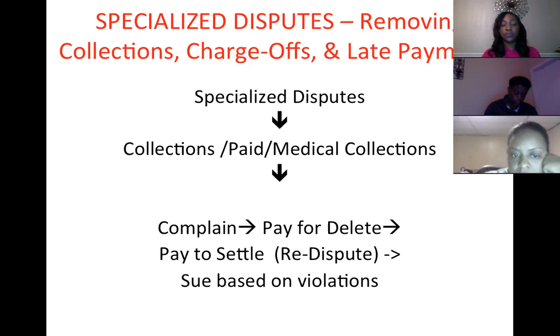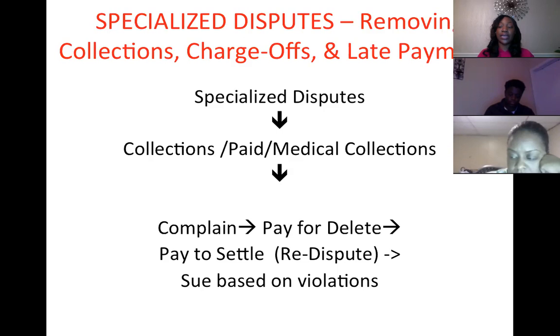Again, collections, paid collections, medical collections, you can do the same thing. You can complain if they're not responding. You can do a pay for delete if it's a small amount. You kind of know your client's budgets when you're talking to them, so you'll know when to offer a pay for delete, or you can just straight up ask them. I ask them all the time, and sometimes they'll get a pay for delete offer in the mail.